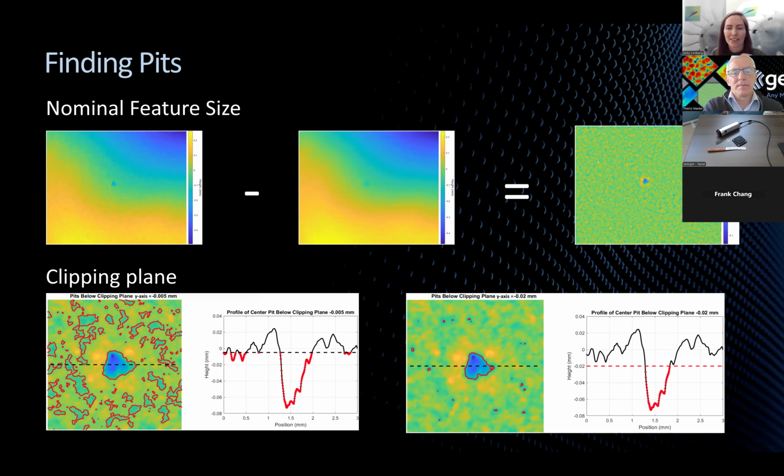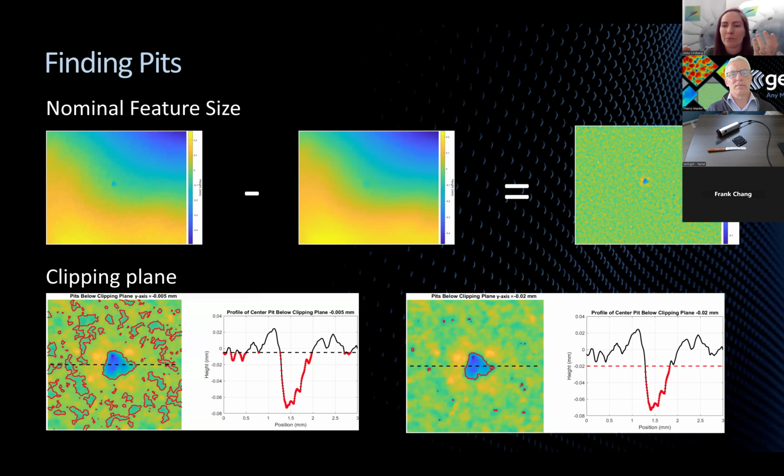And then we also have our clipping plane, which basically takes that filtered surface and sets a threshold for where we're going to start considering something to be a pit versus just below our reference surface, something we want to ignore. So we can see on the right-hand side here on the bottom, an example of using 5 micron as a clipping plane depth on this surface. We can see we're including some of these smaller pits outside of the larger one that we're looking at. And on the right-hand side, you can see when it's set to 20 micron, we're only going to be considering that deeper pit as our result.